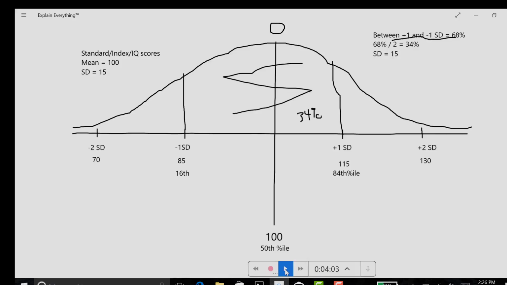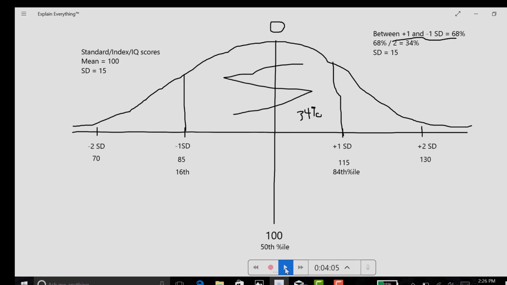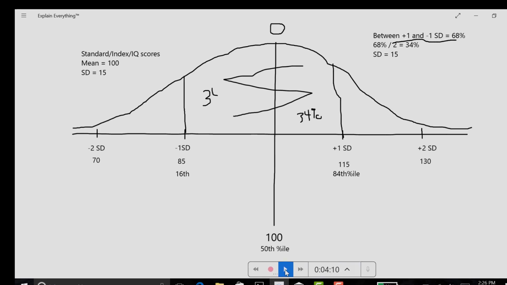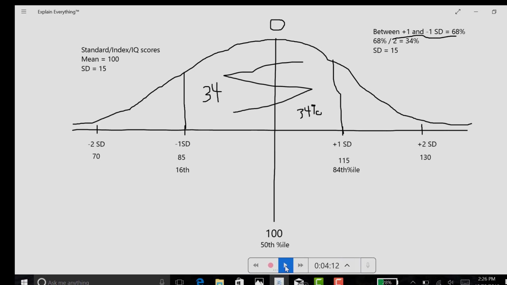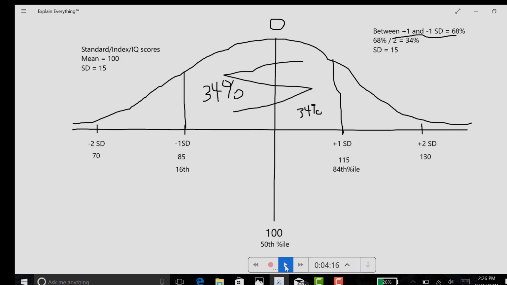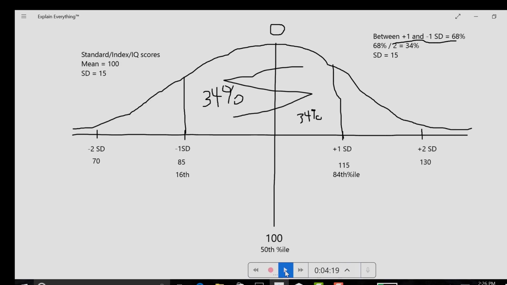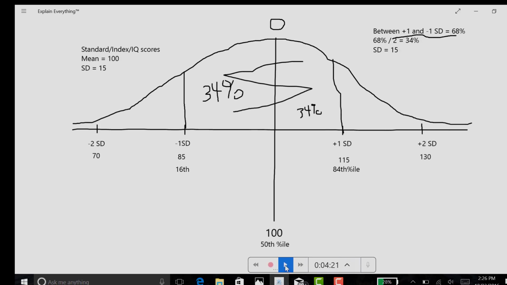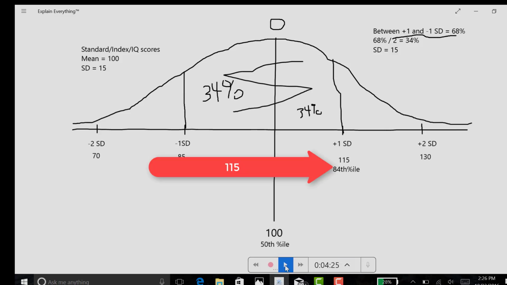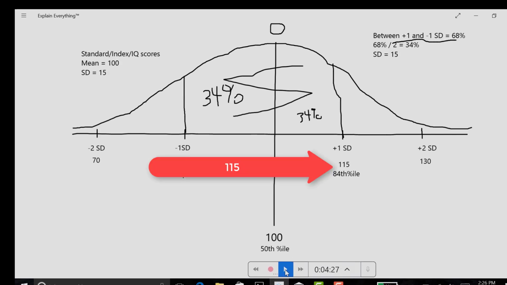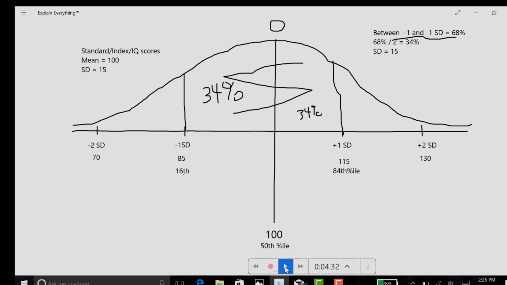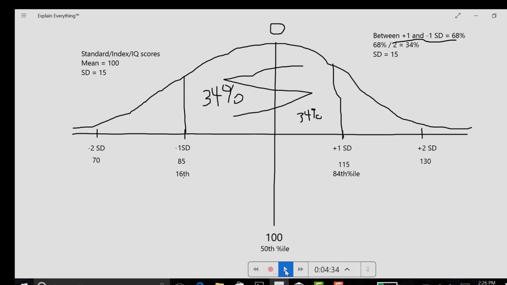68%, remember, divided by 2 equals 34%. So, if 100 is at the 50th percentile, if you add 34% to 50%, you get an 84, which means if a student achieves a standard score of 115, one standard deviation above the mean, he scores better than 84 out of 100 students, at the 84th percentile.